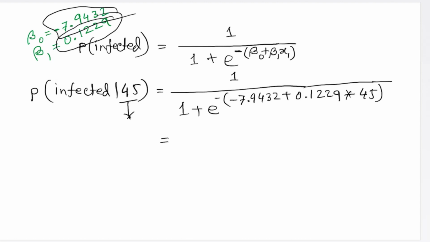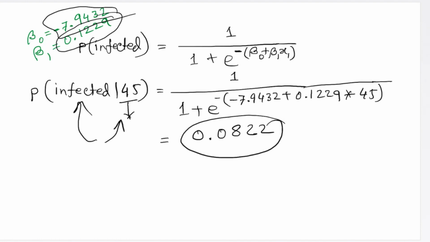After pressing the buttons of a calculator, I find that the probability is 0.0822. That means if a person has a blood factor unit of 45, then the probability that the person is infected is this, which is pretty low and far below 0.5. As a result, the person is not considered as infected.